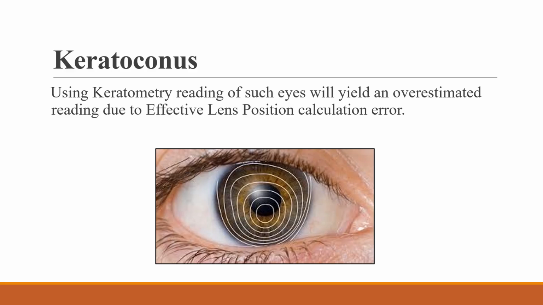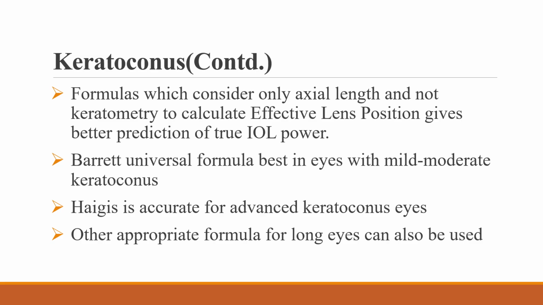Keratoconus. Using keratometry reading of such eyes will yield an overestimated reading due to effective lens position calculation error. Formulas which consider only axial length and not keratometry to calculate effective lens position give better prediction of true IOL power. Barrett Universal formula is best in eyes with mild to moderate keratoconus. Haigis is accurate for advanced keratoconus eyes. Other appropriate formulas for long eyes can also be used.